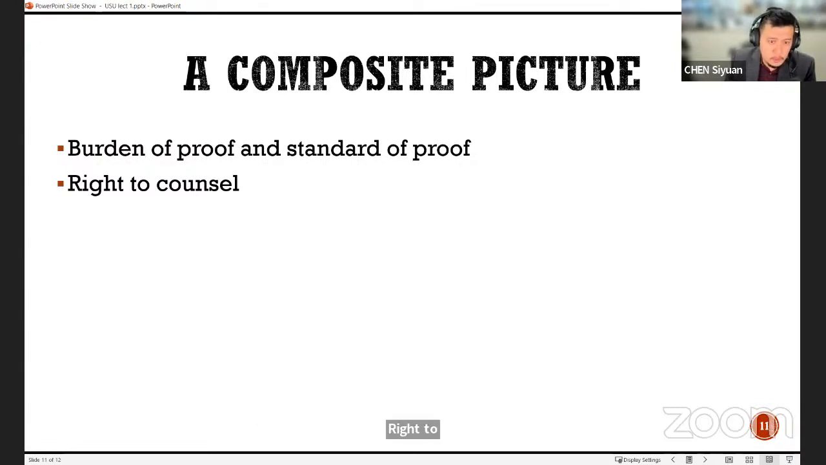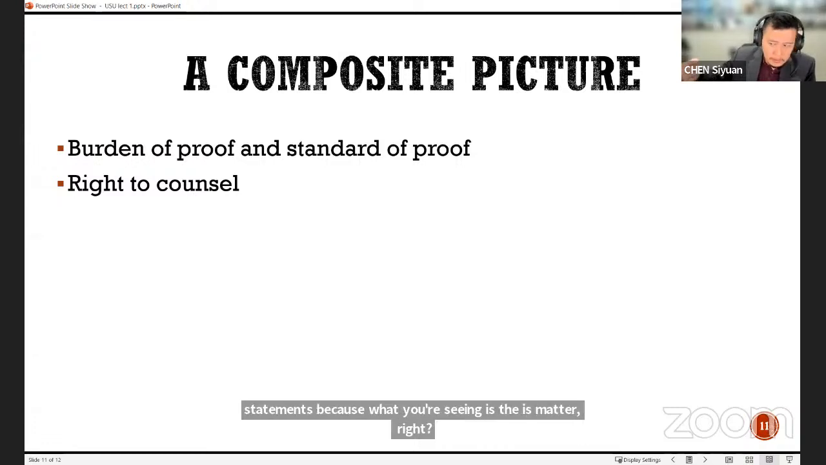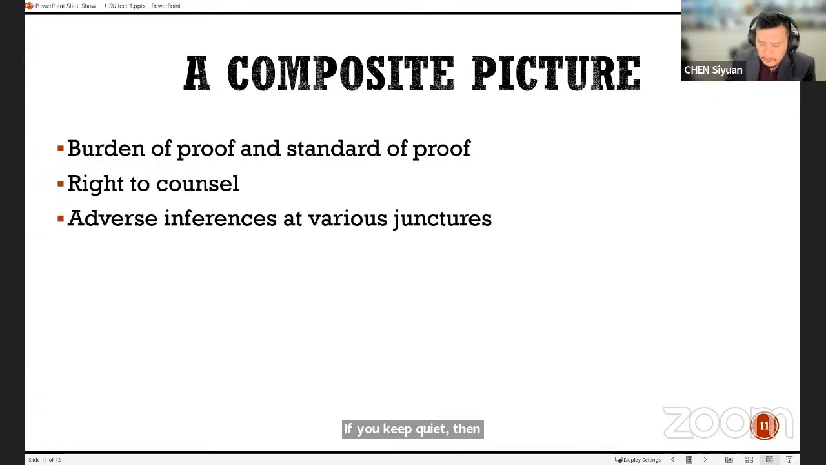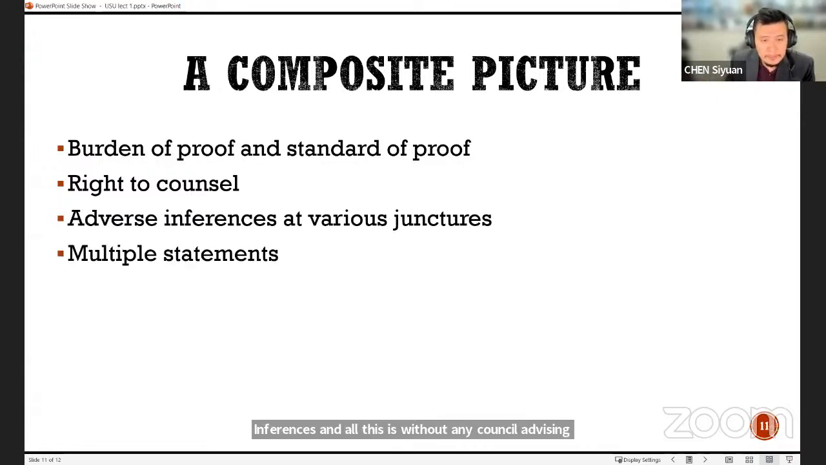So that affects what you would say in your statements, because what you say in your statements matters, in terms of whether you are obligated to talk about your defenses. And if you talk about your defenses, that commits you to a higher standard of proof. If you keep quiet, there could be adverse inferences. And all of this is without any counsel advising you. Adverse inferences can be drawn at various stages.